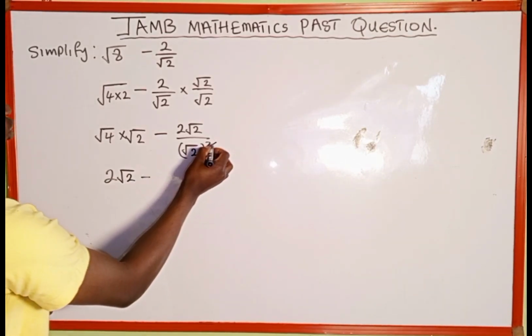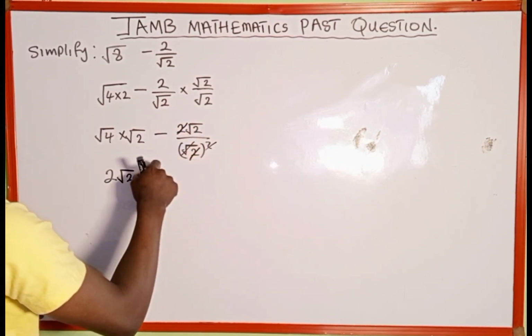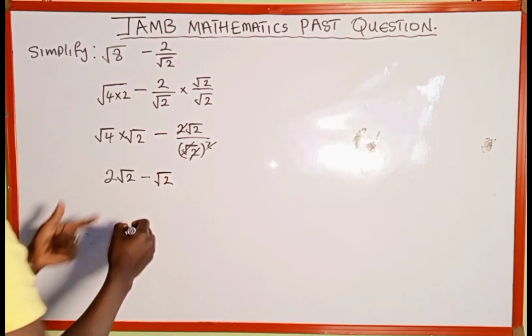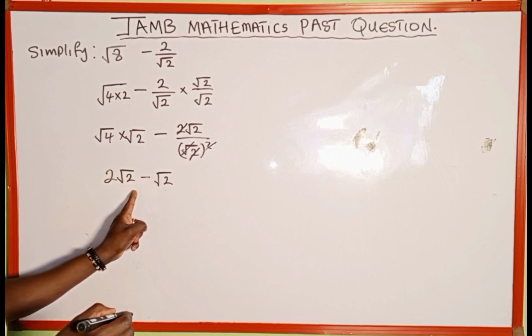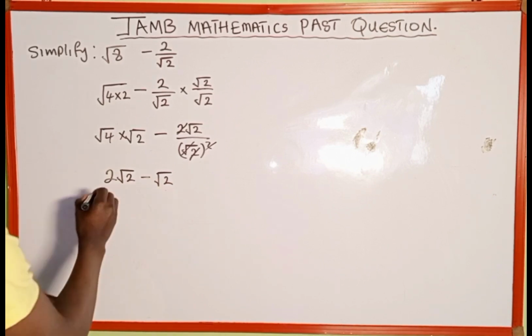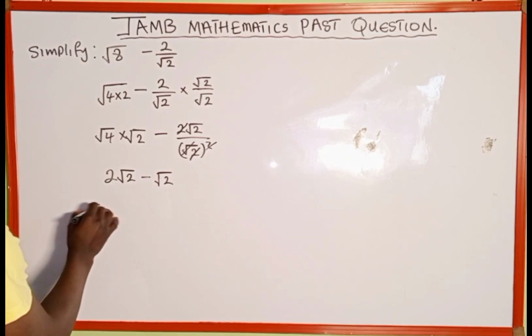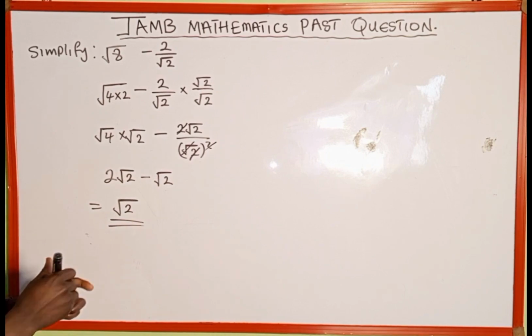Here, we know that the square will cancel the square root, and this 2 is going to cancel this 2. So we are left with only square root of 2 here. Now we can subtract square root of 2 from 2 root 2 because they have the same radicand, 2. So when you take away 1 of this from 2 of this, it will remain only 1 square root of 2. And here is the simplification of this surd expression.